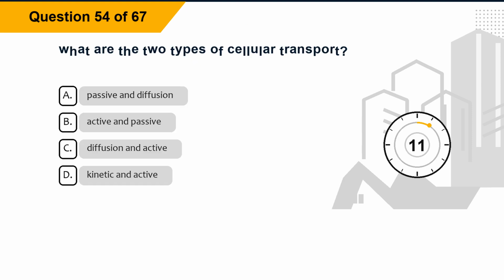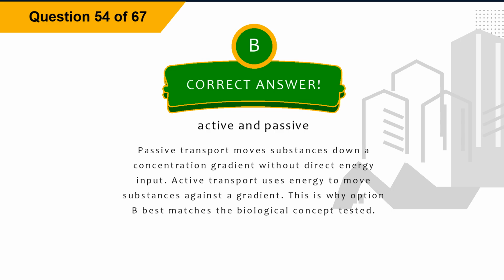Question 54. What are the two types of cellular transport? Option A, passive and diffusion. Option B, active and passive. Option C, diffusion and active. Option D, kinetic and active. The correct answer is option B, active and passive.